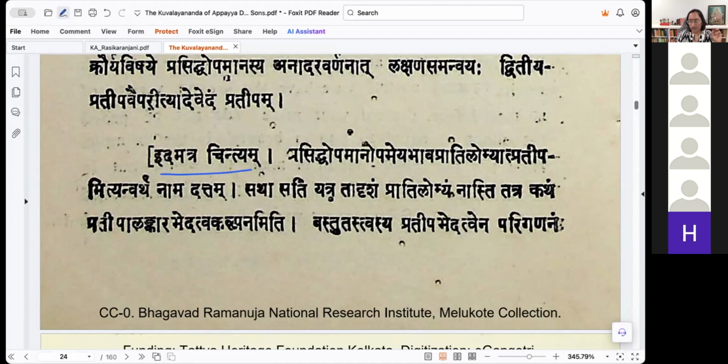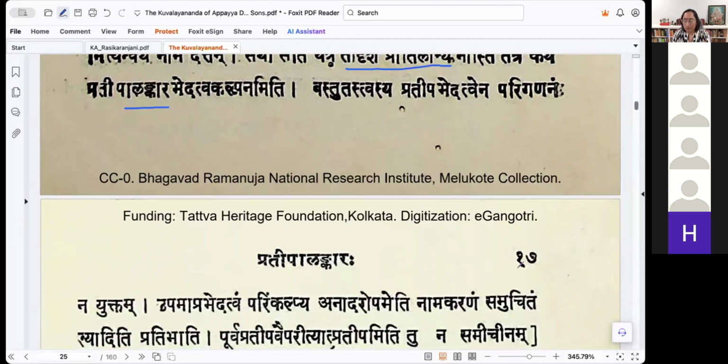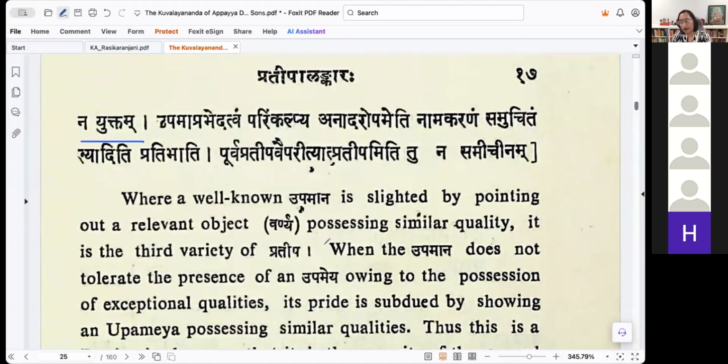So the Vyakhyata here says, Idamatra Chintyam, we have to think about it. Prasiddha Upamana, Upameya Bhava, Pratilomyat, Pratīpam iti Anvartham Nama Dattam. Initially, he started off by saying that Pratīpa is all about switching the Upamana to the Upameyatvam and the Upameya to the Upamanatvam. If that is not at all present here, Tathasati, Yatra Tadrisham Pratilomyam Nasti. If in this case there is no switching of Upamana and Upameya, then how can we call it a Pratīpa alankara at all? Tat katham Pratīpa alankara bhedatva kalpanam iti. Vastutaha tu asya Pratīpa bhedatvena parigananam na yuktam. It is not proper for us to even consider this as Pratīpa alankara.